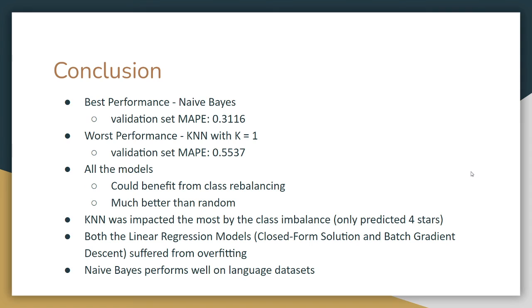So in the end, our best performance was from naive Bayes with a MAP of 0.3116. KNN performed the worst at k equals 1 with a MAP worse than a literal random classifier. All the models could benefit from class rebalancing. However, all of them perform better than random, KNN with a k larger than 1. KNN was impacted most by class imbalance, and both the linear regression models suffered from overfitting. However, naive Bayes performed well on this language dataset.